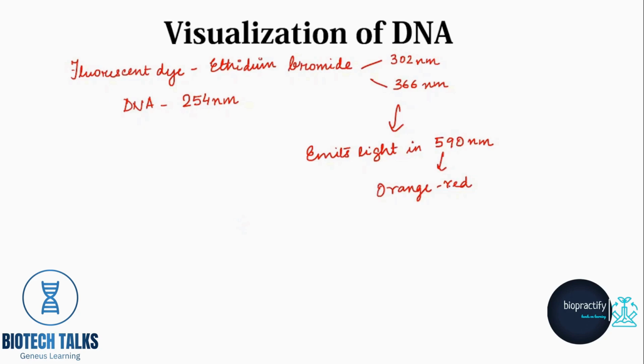So, in a nutshell, you cast an agarose gel, you load your sample, you run it in the presence of a suitable electrophoretic buffer. Upon the successful completion of the run, you put the DNA under UV light. So this is your gel. It is transilluminated with UV. It would absorb at 302 nanometer and emit in the orange-red region at 590 nanometer, showing the position of the DNA in your agarose gel.